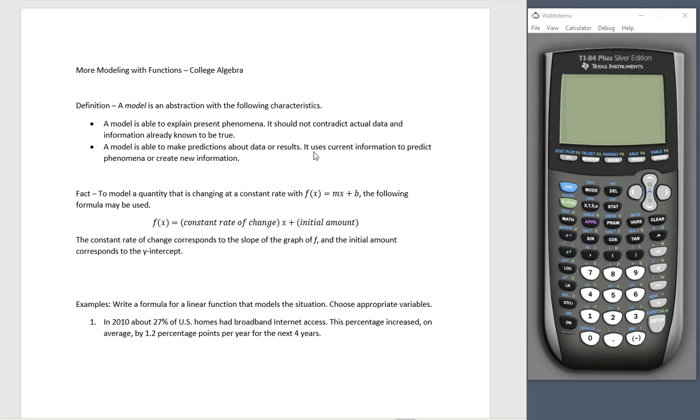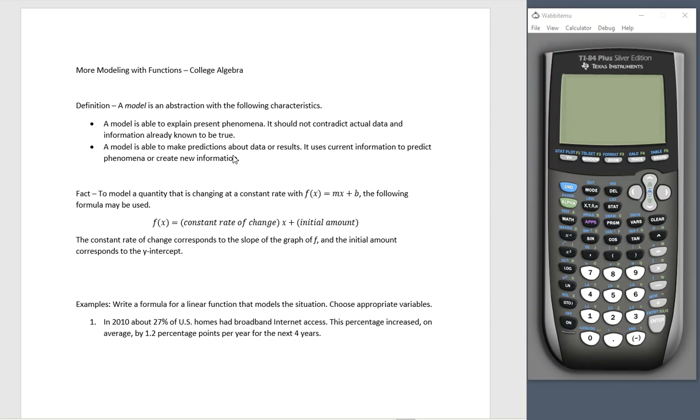A model is able to make predictions about data or results. So it uses current information to predict phenomena or create new information. And so if you really want to think about a model, think about the weatherman, or weather person in general. They use models. They look at the airflow and the airstream and all these different things, and they make a prediction about what the temperature should be. They predict when the rain's going to come, and over time, because the computers and the models are getting better, there's a lot better accuracy of what's going to happen with the weather.